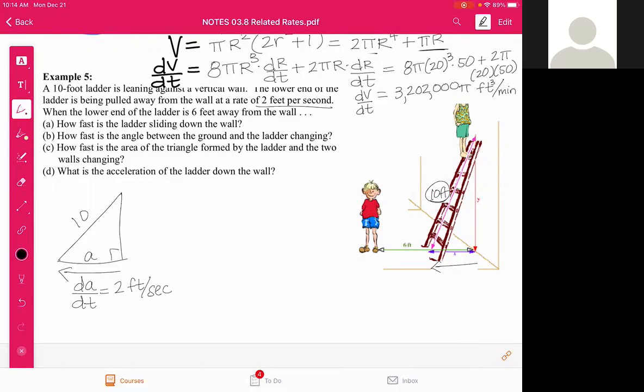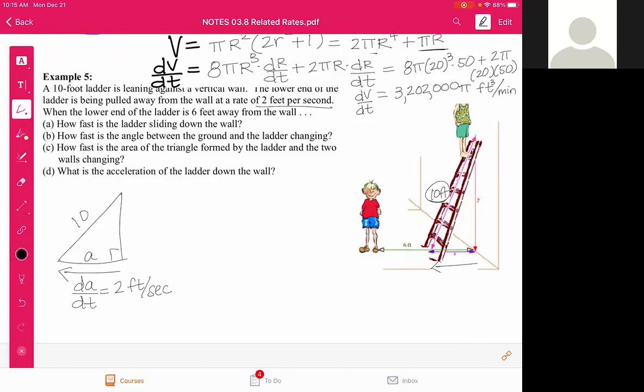If you were pushing the ladder up against the wall, that distance would be decreasing and your dA/dt would be negative. But we're not doing that. We're pulling the ladder away from the wall, so the bottom distance is increasing. So it's a positive 2. All right, and that's all they tell us, right?